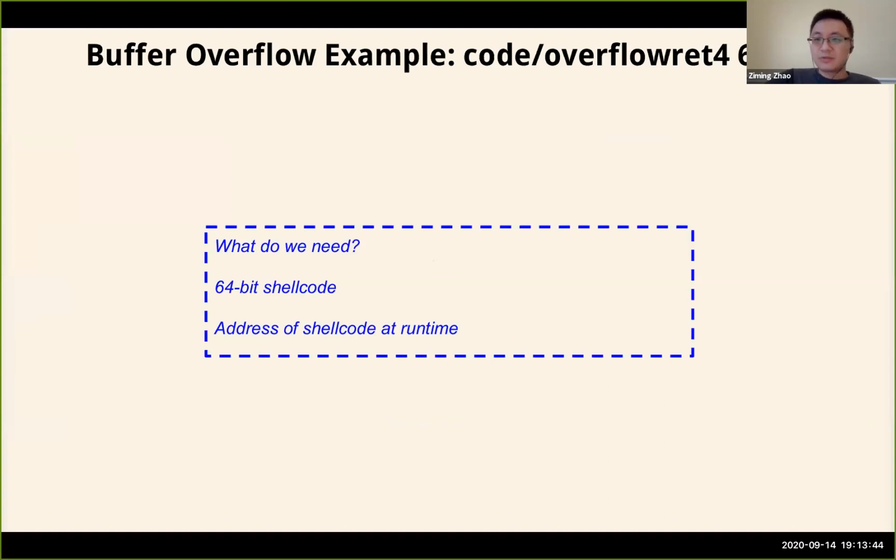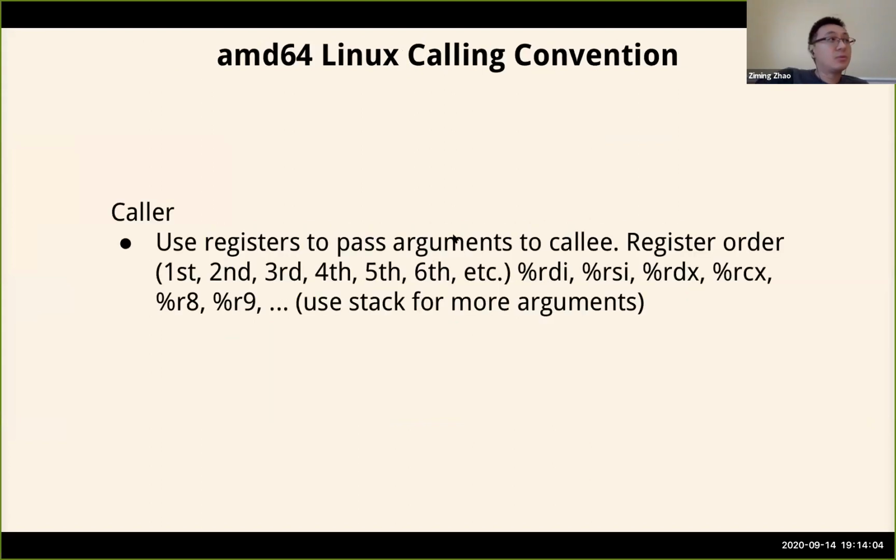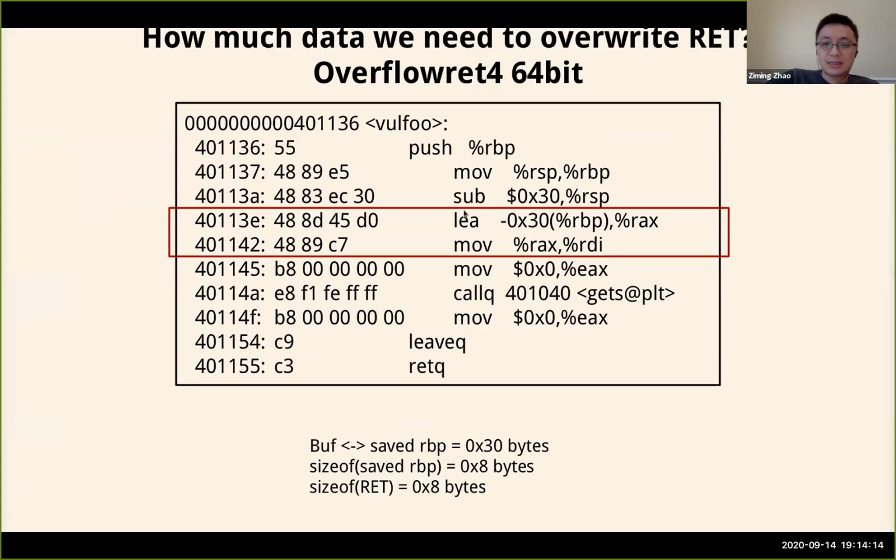So now let's move to the 64-bit version of the same program, and we want to do the same thing. Obviously, the things we need to change here: first, we need a 64-bit version of shellcode, and we still need the address of the shellcode at runtime. And remember that the calling conventions are different. Now we are using registers to pass parameters.